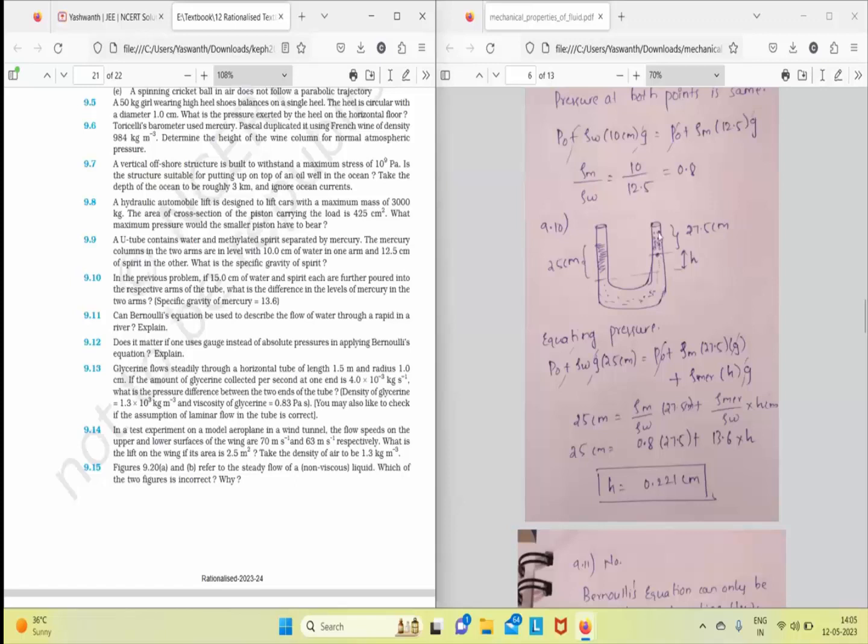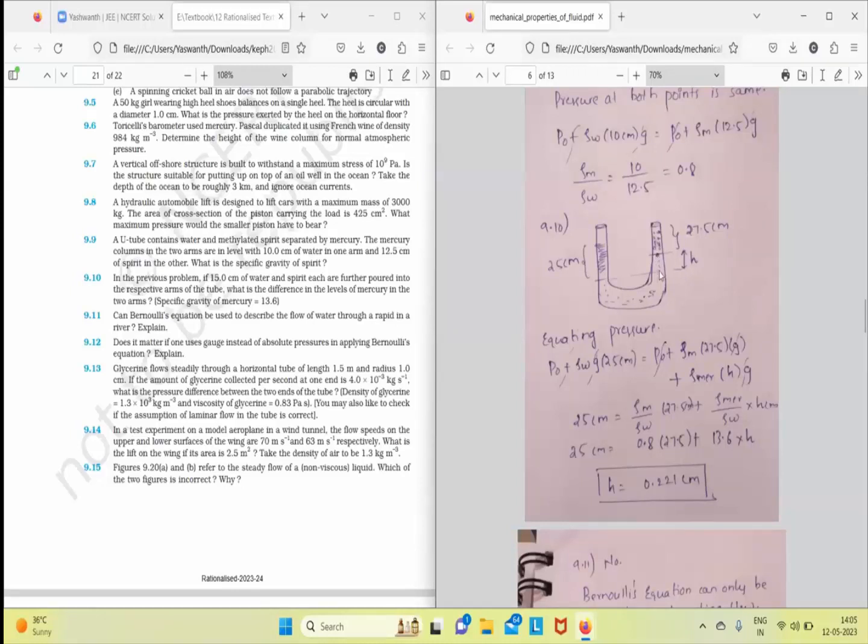So the pressure at this point will be atmospheric pressure plus density of methylated spirit into 27.5 into g, plus. Now I have the pressure at this point. So to this, what do I need to add? I need to add the density of mercury, because this part is of mercury. So density of mercury into height difference into g. Again, observe this clearly. On the right hand side, to calculate the pressure at this point in the right side of the tube, first I calculated the pressure at this point, and then using it, I calculated the pressure at this point.